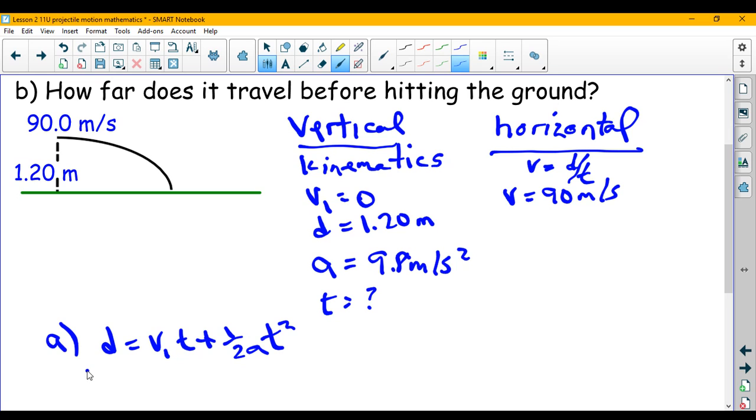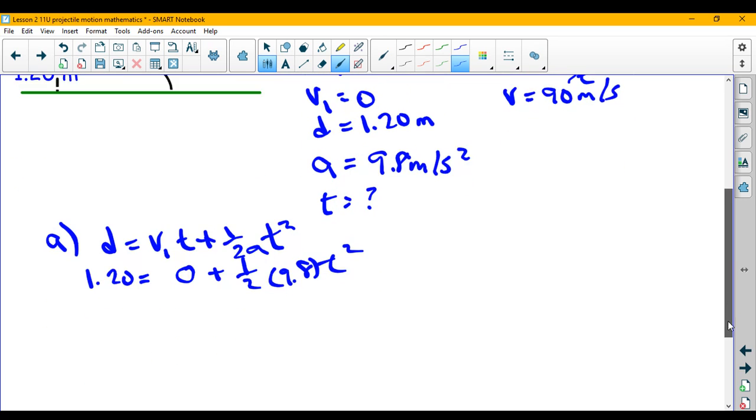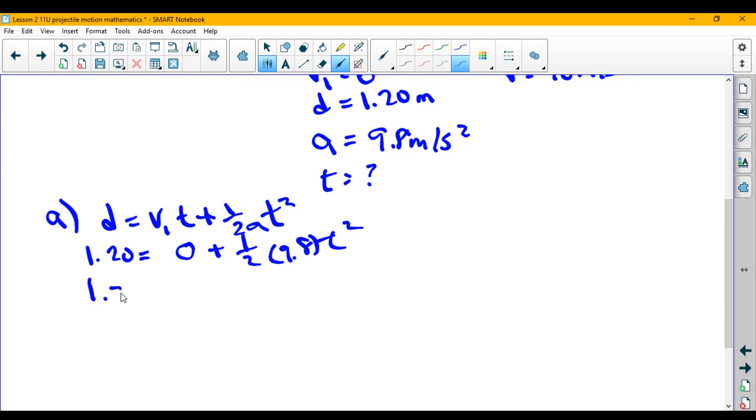I know my distance was 1.2 meters off the ground. Velocity is 0 to start, so 0 times t is still 0. Half of 9.8 and the time squared. I'm going to simplify this. Remember, if you can put this right in your calculator at this point, that's fine. I'm going to simplify it just to make it easier for those that are watching and find that it's 4.9 t squared, right? Because half of 9.8 is 4.9 and the 0 goes away. I can now divide my 4.9 into my 1.2 and square root it, and this will give me my time.